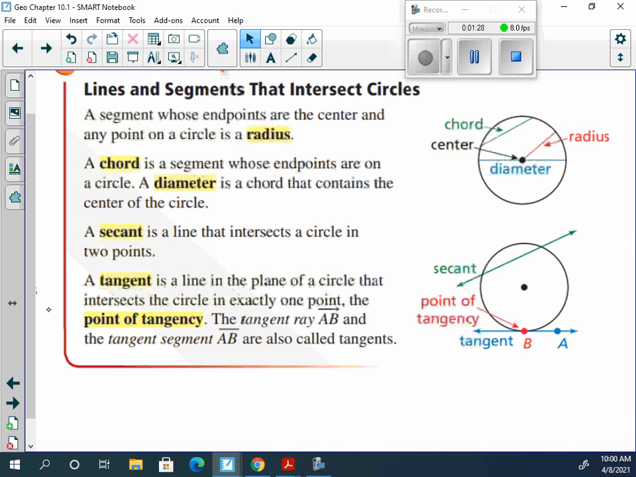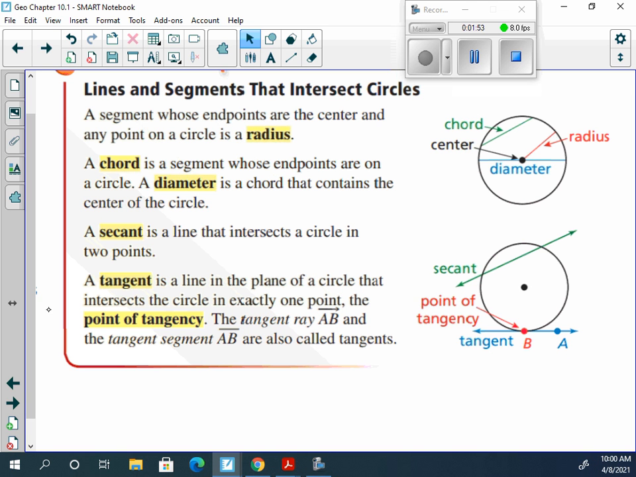Now, a secant is a line that intersects the circle at 2 points. So essentially, it's a line that goes through the circle. Any line that goes through the circle or intersects the circle at 2 points is called the secant line. Or we can call it a secant ray or a secant line segment. The main point is that if it is secant, it intersects the circle twice.